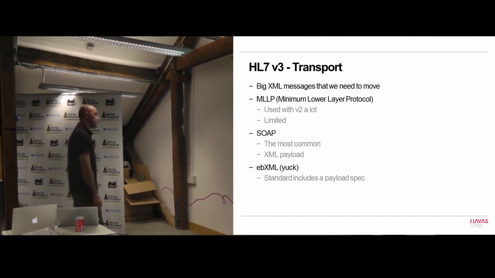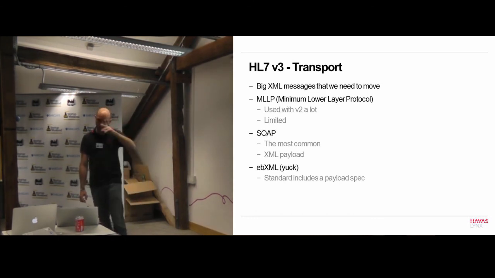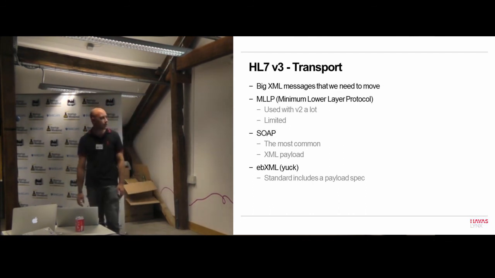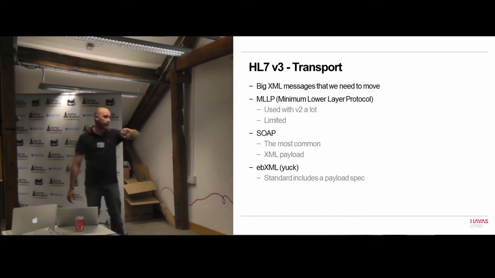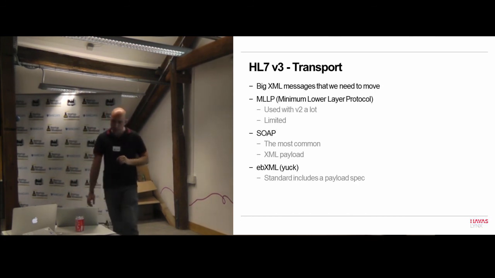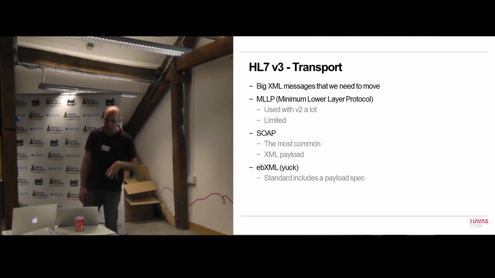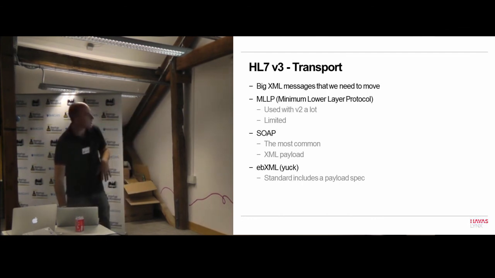In terms of transports, there are three that particularly get used. There's the MLLP, which those that use version 2 will use a lot, but it's a bit limited. It doesn't provide routing and that sort of thing. SOAP is probably the most common and sits very well with the XML payload, but it makes the message quite big. The final one is ebXML, which is my least favourite. The HL7 standard gives us a payload specification, so for the implementers in the room, those are your options.